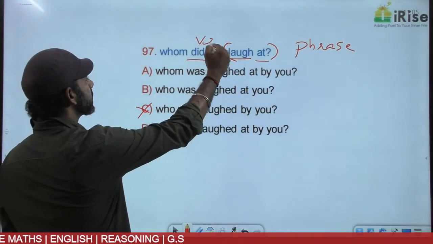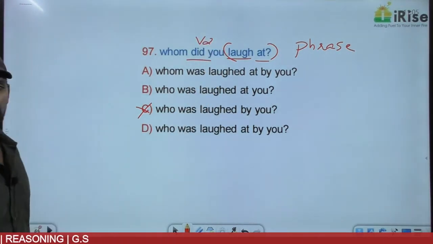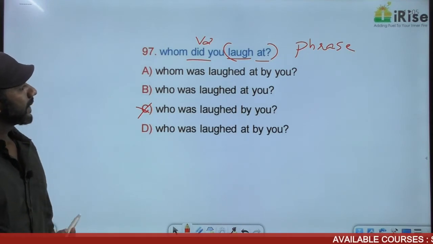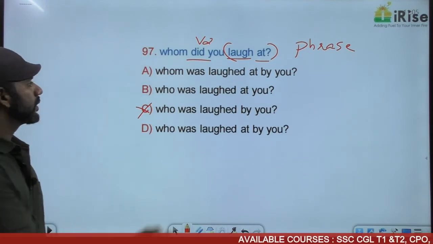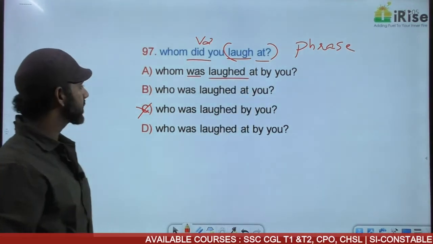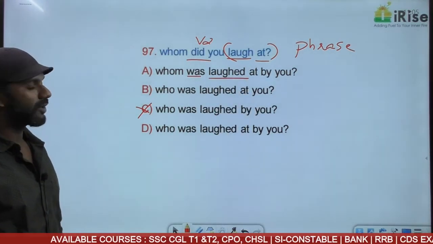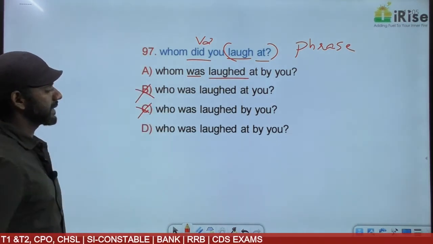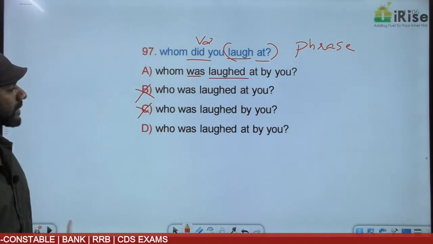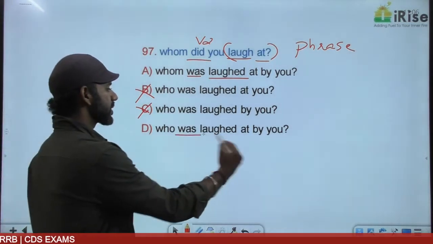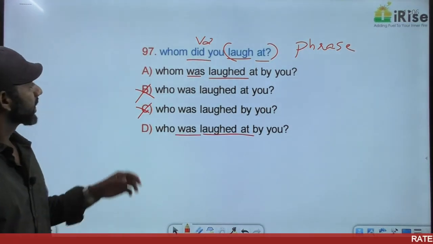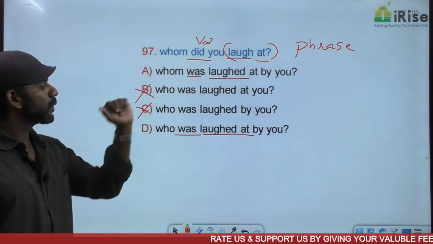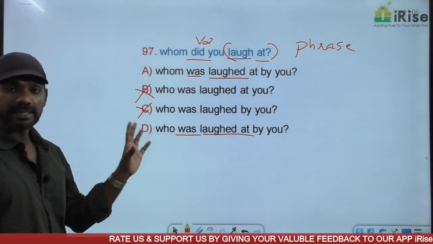Whom did you laugh at? Did is V2, simple past tense active voice. Passive voice structure is was plus V3. Come to A. Whom was laughed at by you? Was plus V3, simple past. B says who was laughed at you? By is missing here. B is eliminated. D says who was laughed at by you? Was plus V3, simple past, passive voice. The only difference between A and D is who. A says whom, D says who.